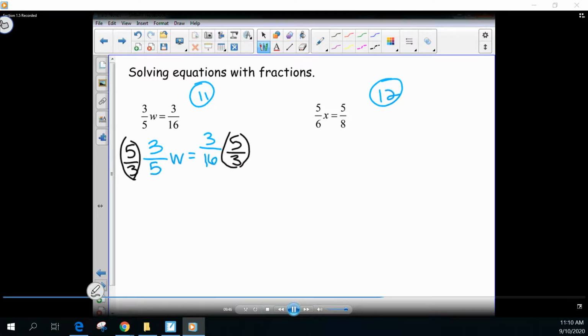So 5 times 3 is 15, over 3 times 5 is 15. So this essentially cancels that, and I'm left with W. And then I need to multiply on the right. So 3 times 5 is 15 over, and then I have 16 times 3, which is 48. And then I need to do some simplifying. So 15 and 48 both have 3 in common. So I need to divide by 3.